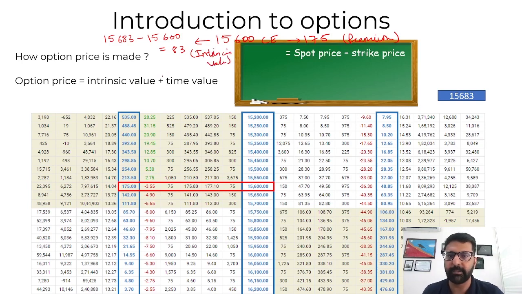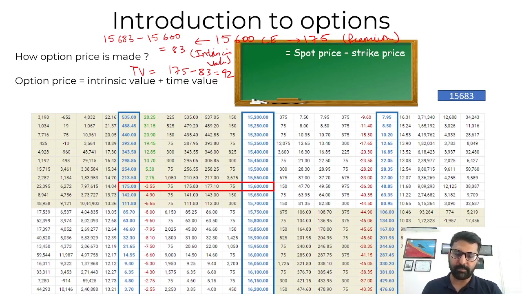And then the time value is the difference between the premium, the option price, and the intrinsic value. So if I have to calculate the time value, it will be equal to 175 minus 83. All right. So this will be 92. Correct.